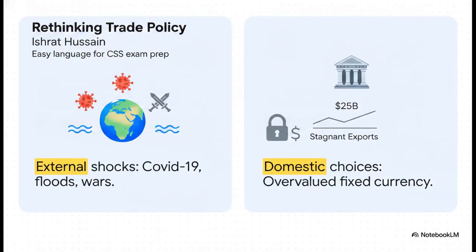Now, if you want to write a truly nuanced CSS essay, you have to distinguish between what we can't control and what we can. Yes, external shocks like COVID-19, the devastating floods, the Ukraine war, and Middle East tensions absolutely severely disrupted global supply chains. But they don't tell the whole story. Domestic policy choices played a massive role as well. For instance, between 2013 and 2018, the exchange rate was effectively fixed, which led to an overvalued currency. That specific domestic choice stagnated exports at around $25 billion and made imported inputs way more expensive.